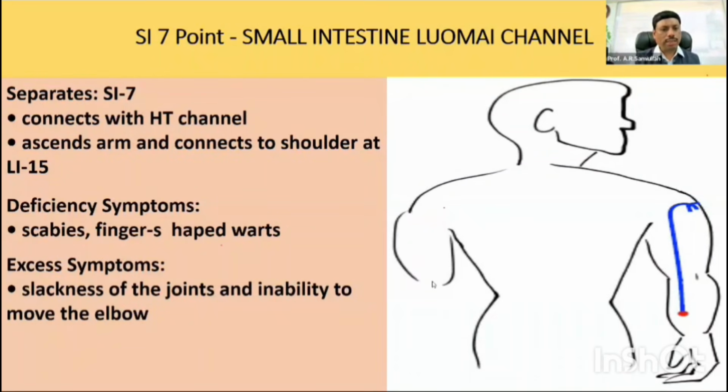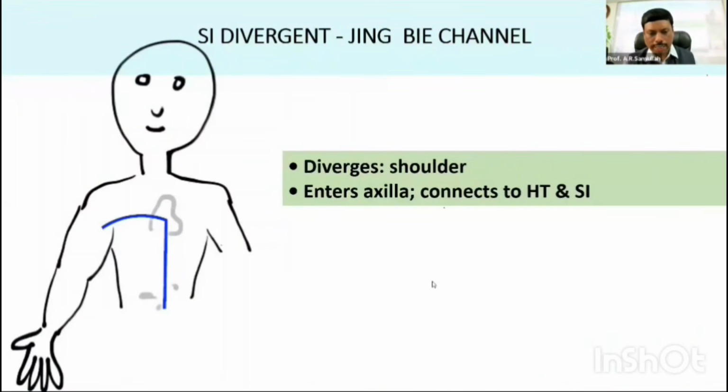So hopefully you understand. SI7 is connecting to the shoulder, so for any kind of shoulder pain, because the energy coming from SI7 reaches the shoulder, we can use this point. Then the divergent meridian is called Jing Bie. Jing means the energy or the meridian, and Bie means divergent. Divergent is a different meridian.